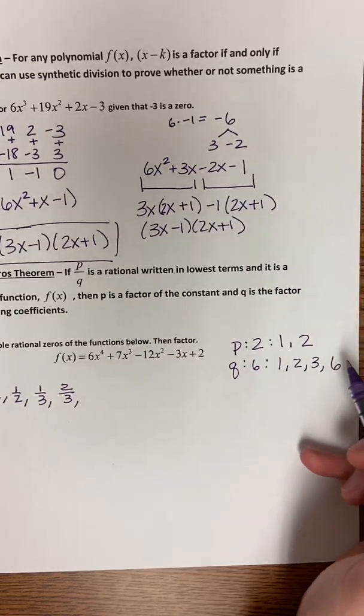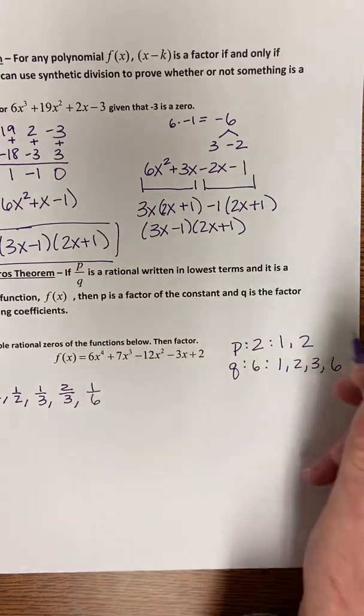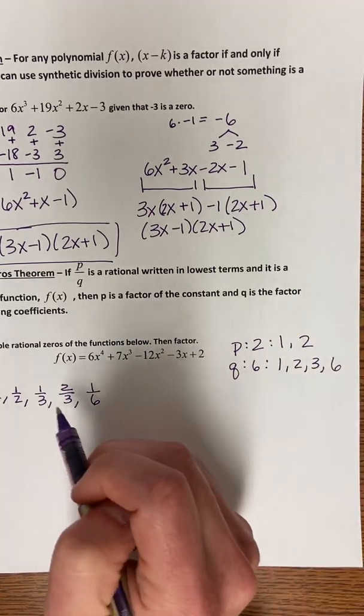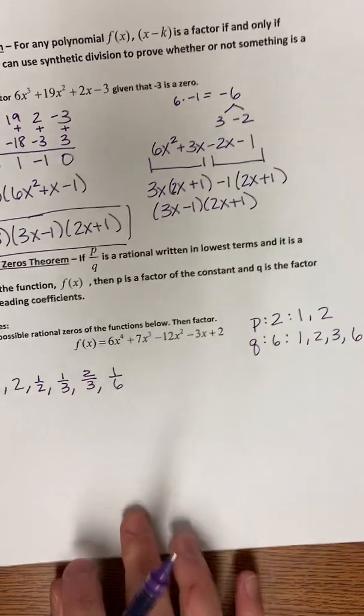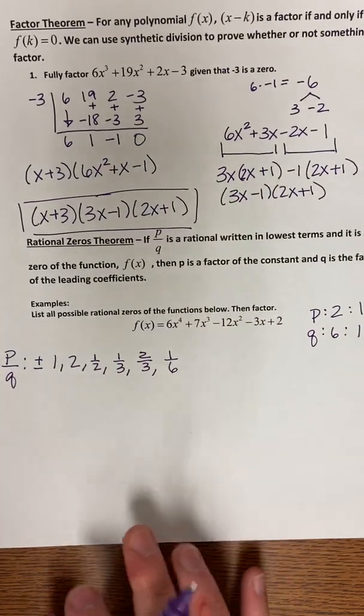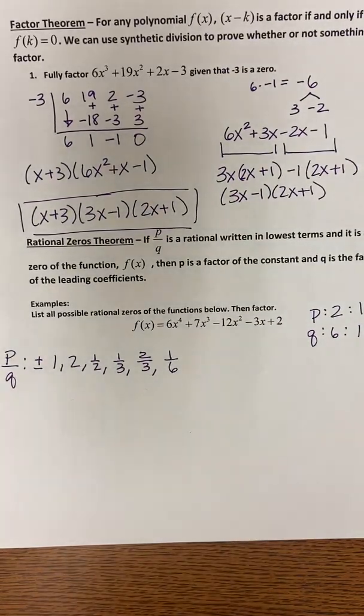And then lastly, we divide by 6. 1 divided by 6 is 1/6. 2 divided by 6 reduces to 1/3, which means it's already listed. So the only actual factors we could have here are plus or minus 1, 2, and all of those potential fractions. So we can test any of them with synthetic division.